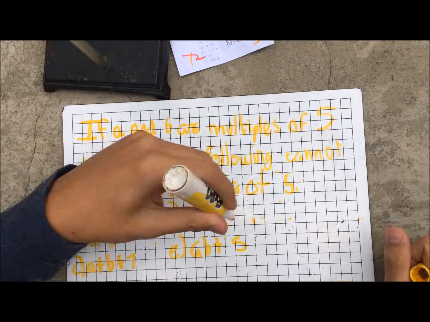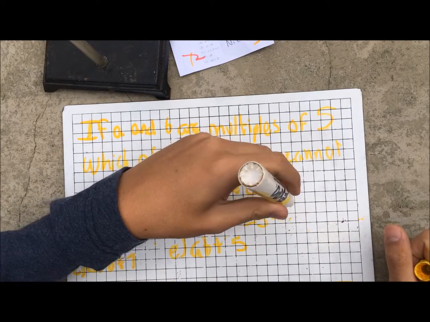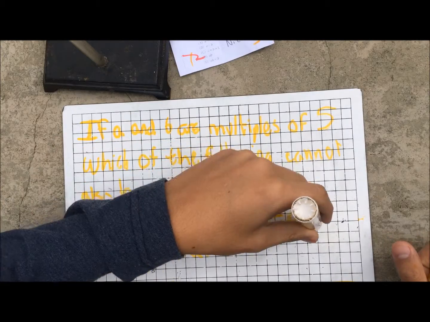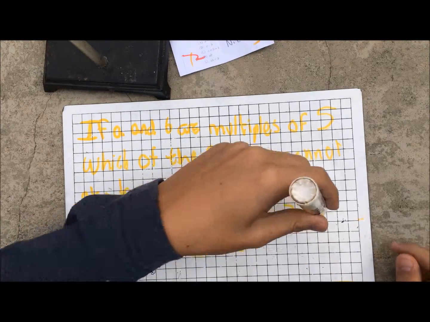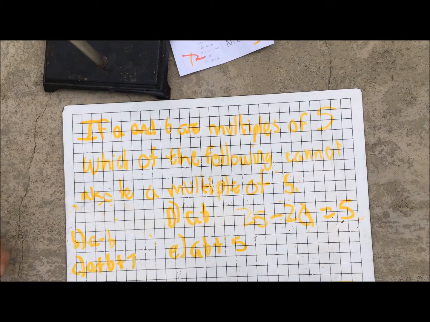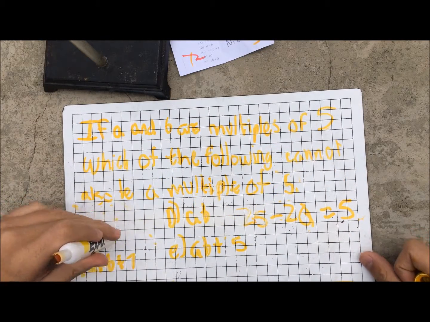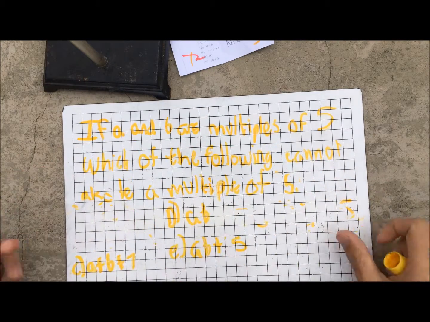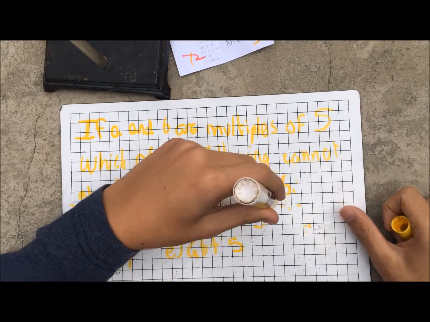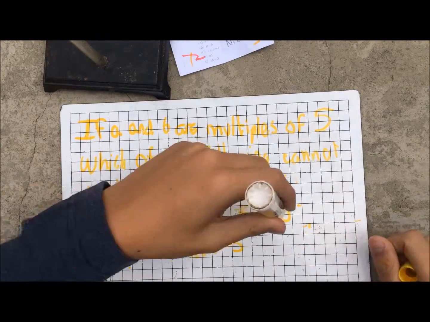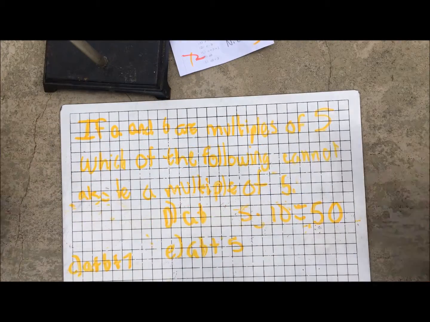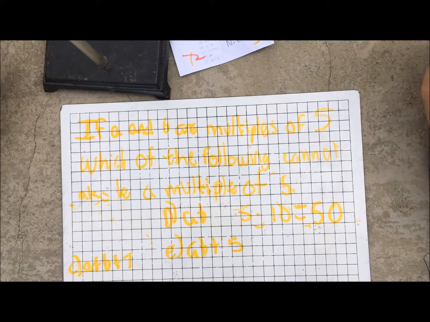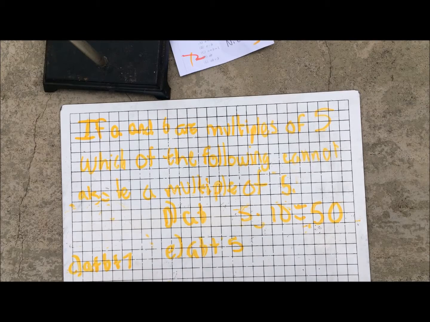B, A minus B. So let's plug in 25 and 20 for A and B. And we would get 5. And 5 is obviously a multiple of 5, 5 times 1. And so B is out. Let's try D again. A times B equals 5 times 10, which is 50. Again, I'm just plugging in any multiple of 5 and double checking if the answer I get is a multiple of 5. So 5 times 10 equals 50, and that is a multiple of 5.